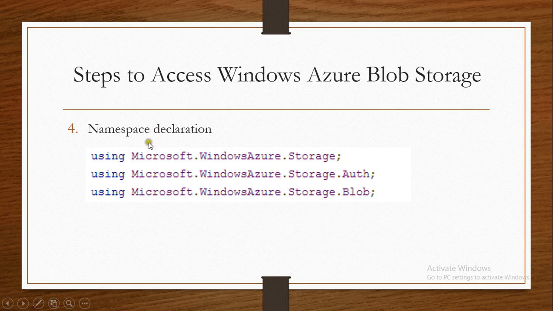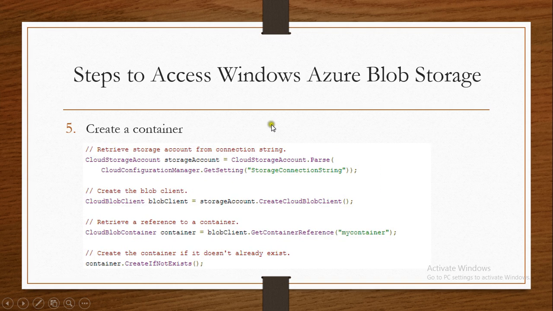The next thing, which I already showed you, is that you have to refer to all the DLL files and class files using the using statement. Using Microsoft.WindowsAzure.Storage, Storage.Auth, and Blob are the required namespaces for accessing your Windows Azure blob storage. So we have done all the necessary things. We have installed the Windows Azure Storage DLL. We know we have to have a connection string created, and we have referred our application to the class files or the packages by using the using statement.